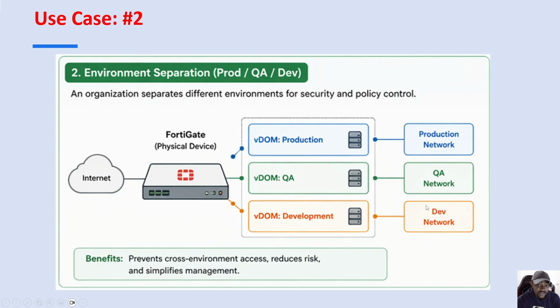You don't want users that are in the development environment to have access to the production environment, and vice versa. And you don't want the users in the testing environment to have access to the production environment. So you can use vDOMs here to separate the environments, preventing cross-environment access. This is another use case, usually used in big companies where you have environments that really need to be separated.